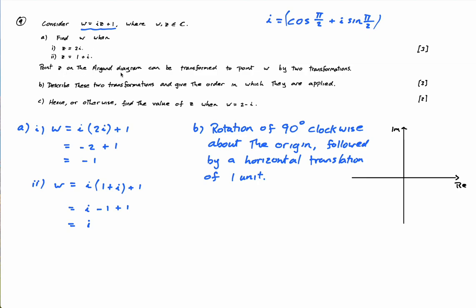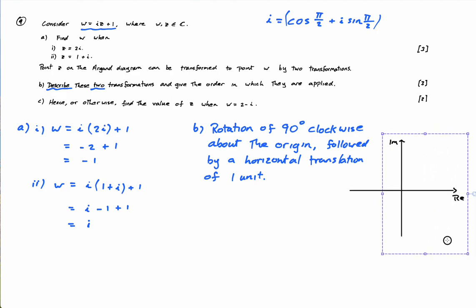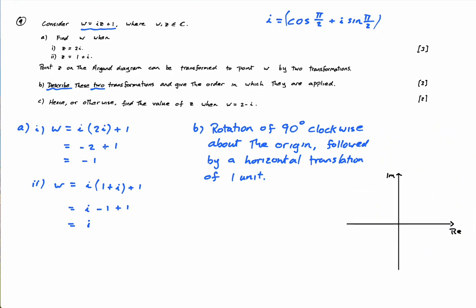Now, yes, you do have to write all that. It says describe these two transformations, just the rotation and the translation. That's the two transformations, and that's the order in which they happen, because we're multiplying first and then we're adding the 1. So just to show you guys how this works for these ones.